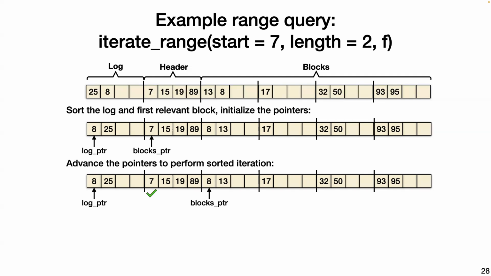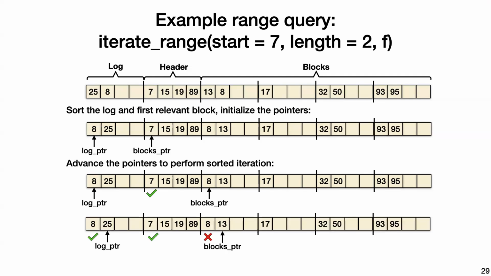We started at 7, you walk forward, and then you walk to your block. And you can see here, there are 2 copies of 8, but because of the way buffering works, the newest one is always in the buffer. So you ignore the later one. You take this one, you take this one, you ignore this one, and that's the end of your iteration because we only asked for 2 things.